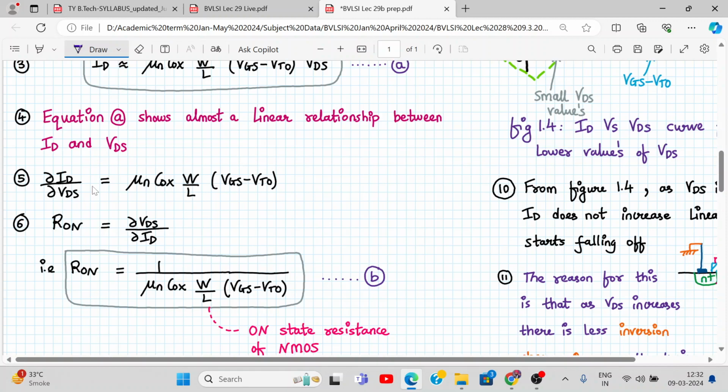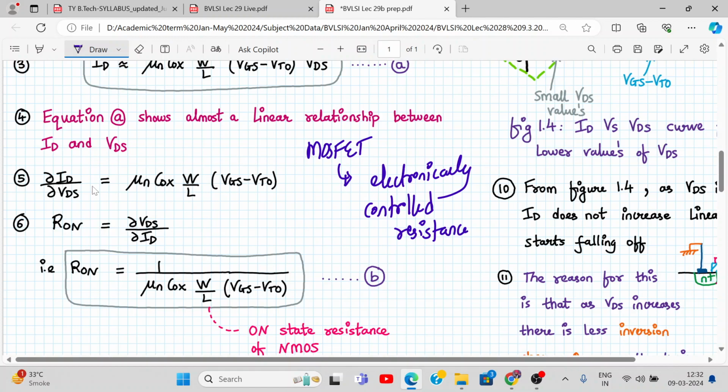meaning we can use a MOSFET as an electronically controlled resistor for very small values of VDS, right? We can change the value of VGS and the resistance will change. Yes or no?